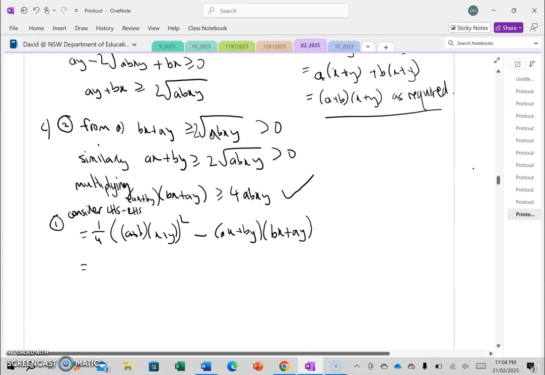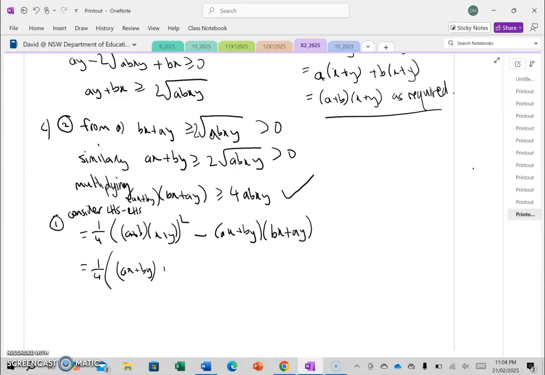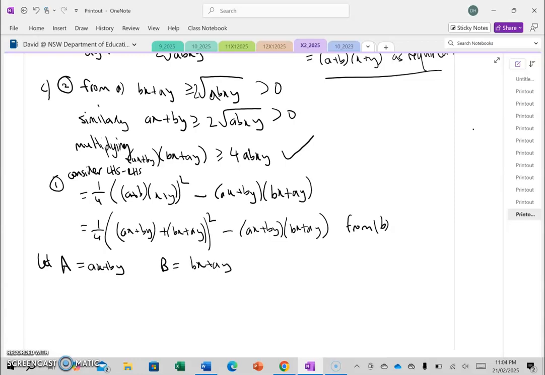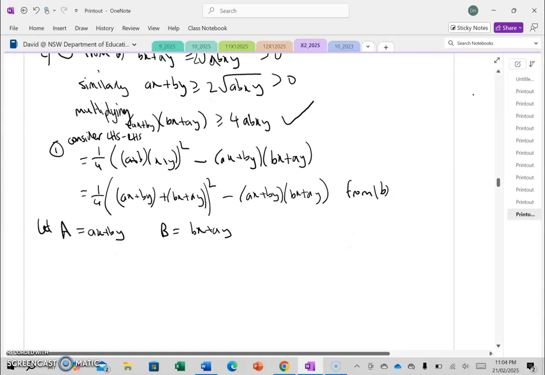Alright, so this is going to be the sum. So it's going to be the sum all squared. So it's going to be ax plus by plus bx plus ay, all squared. That's from part B. And now, just to make the algebra significantly easier, I'm going to let a be ax plus by and b equal to bx plus ay. Okay.